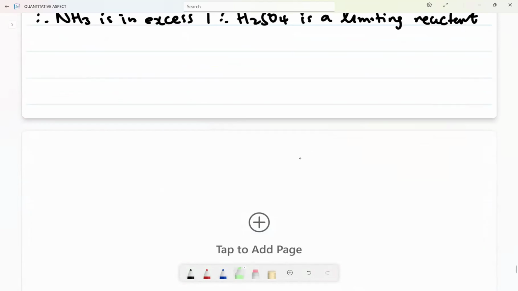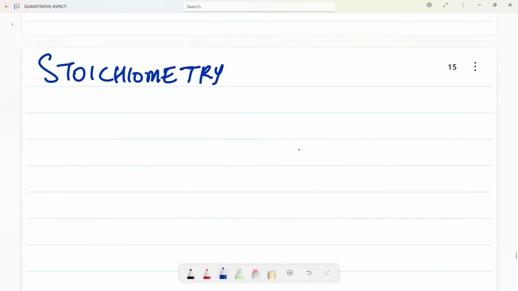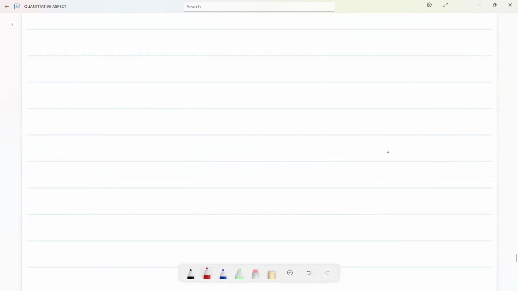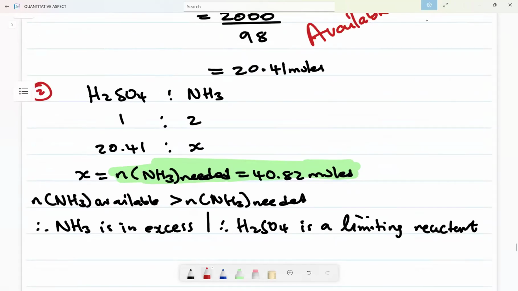Use now what? Stoichiometry. Okay, how do I use stoichiometry? I'm going to say step 1. Remember, I'm still continuing with this question. Step 1, what does step 1 say to me? Step 1 says you calculate the number of moles again. Okay, this is step 1 of stoichiometry.